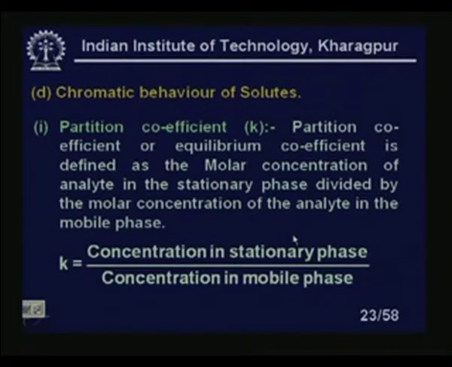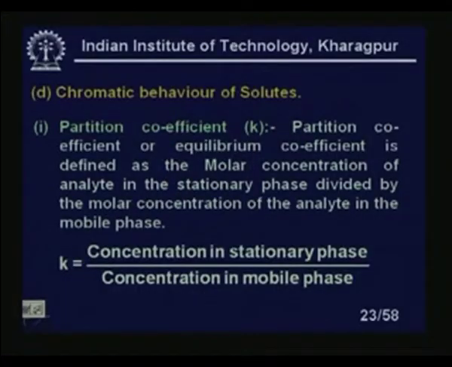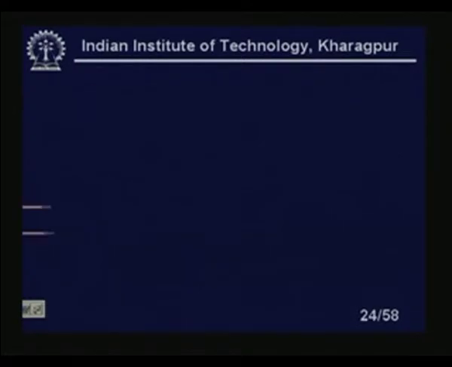Partition coefficient, there are some terminologies we are going to introduce. The partition coefficient, or equilibrium coefficient, is defined as the molar concentration of the analyte in the stationary phase divided by the molar concentration of the analyte in the mobile phase. Analyte means the sample on which we are going to make the analysis, right. So K is given by the concentration in the stationary phase upon the concentration in the mobile phase.